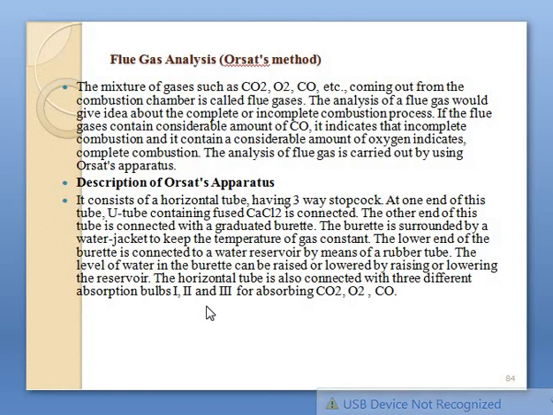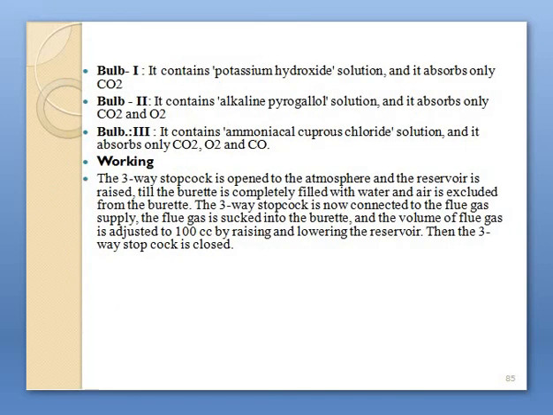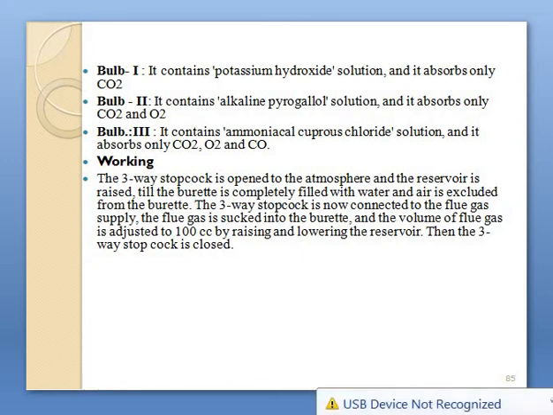You are going to absorb each gas into those bulbs. For absorbing CO2, oxygen and CO, you have 3 different contents. Bulb 1 has potassium hydroxide for CO2, bulb 2 has alkaline pyrogallic acid for CO2 and O2, and the last one is for CO2, oxygen and CO, ammoniacal cuprous chloride. The first is mainly for CO2, the next mainly for oxygen, the next mainly for CO, but since everything passes through, we are telling it like this.